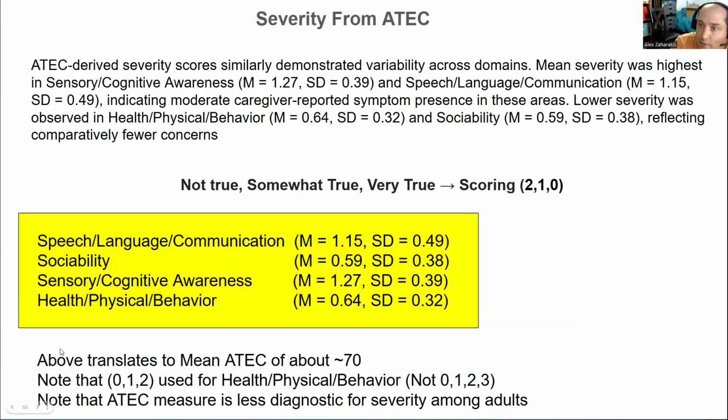The mean ATEC translates to roughly 70, but you have to take that with a grain of salt because there are different versions of the ATEC out there. We're using this 2-1-0 scoring, where some of the older scorings actually use a 3-2-1-0, allowing a fourth choice on that last section of the ATEC, which would inflate the ATEC higher than what you see here. We only kept it to 3 for consistency, but also to reduce complexity for the participant and not have confusion, which would represent the survey being incorrect.